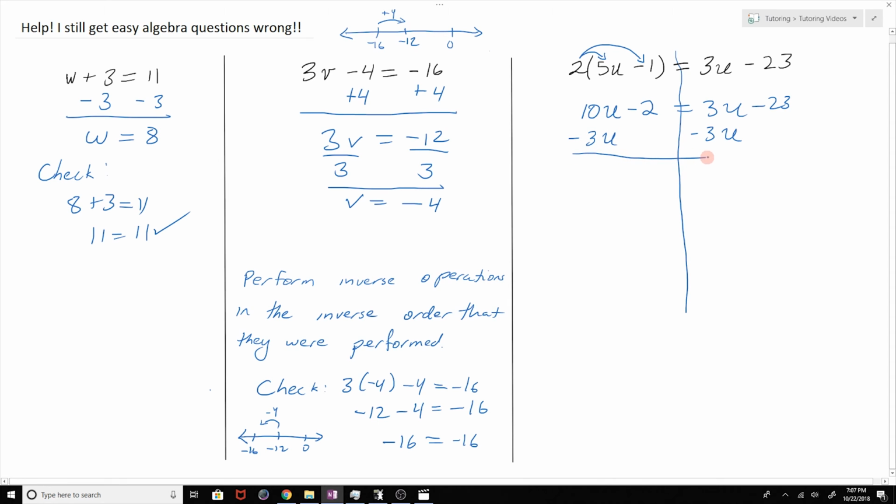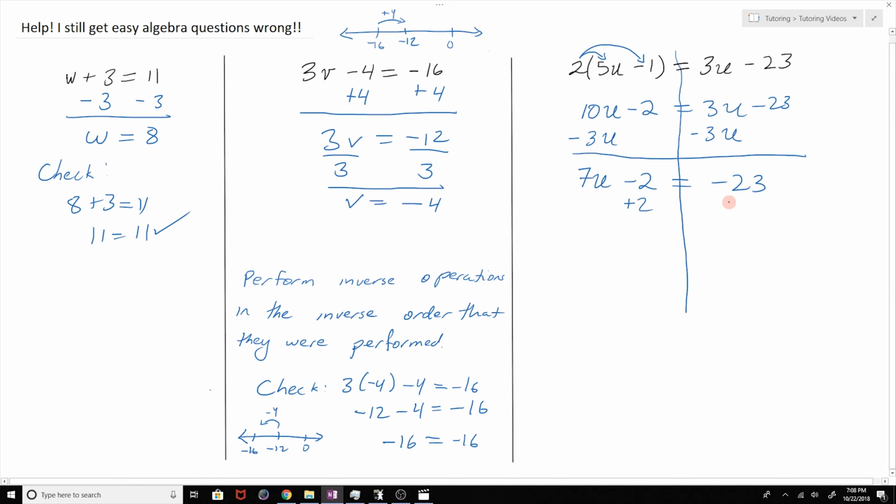Absolutely. So the first question that I asked is if it's legal, and the answer is yes, and that's largely all that matters. The second step you ask is if it simplified the problem, and it does. So 7u minus 2 equals negative 23. 0 minus 23 is negative 23, and now I need to get rid of this minus 2 and this multiplication by 7. This is the first operation done. This is the second operation done. So this is the first one we undo. Perform inverse operations in the inverse order that they were performed.